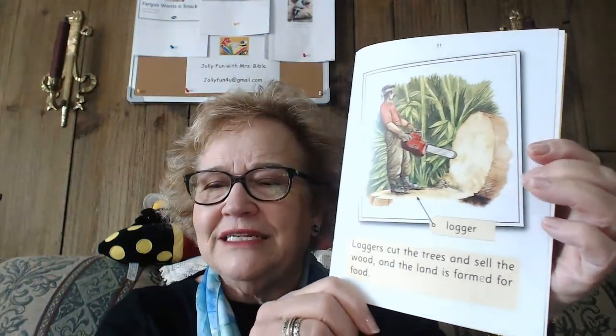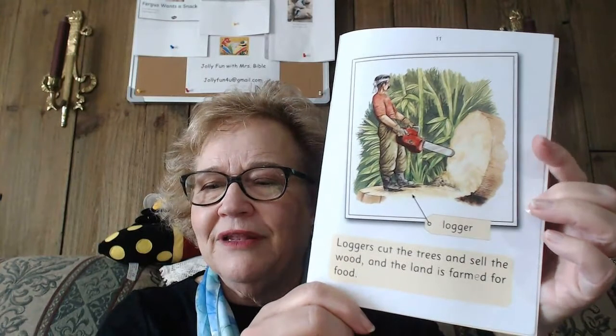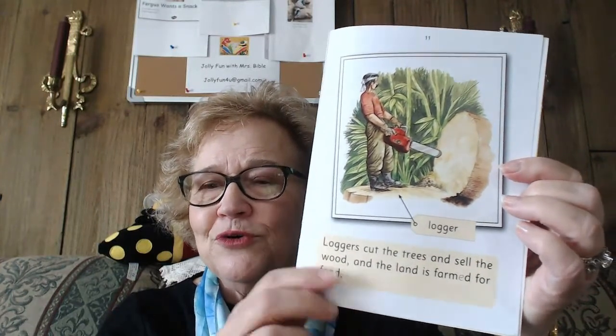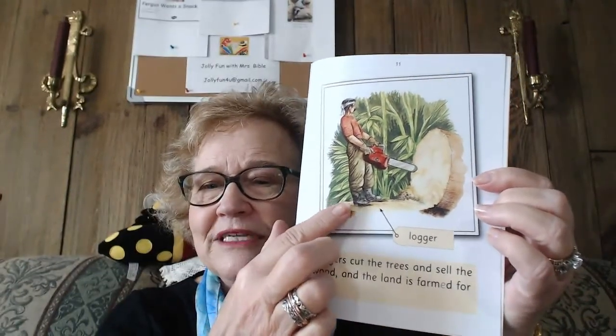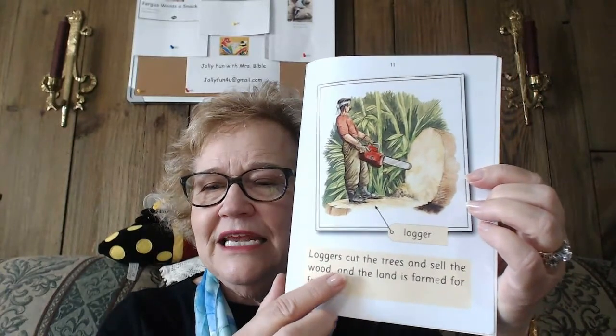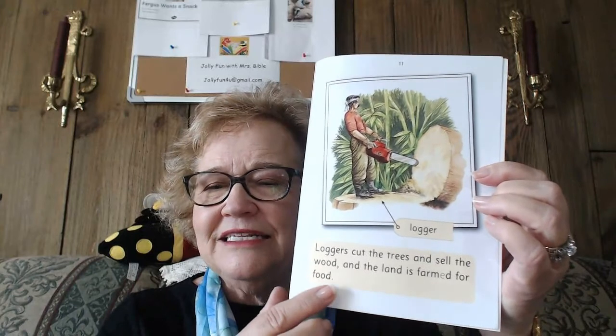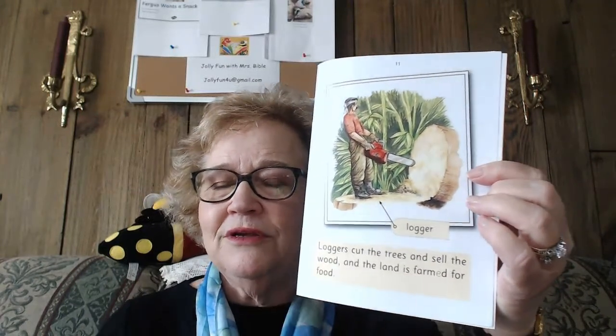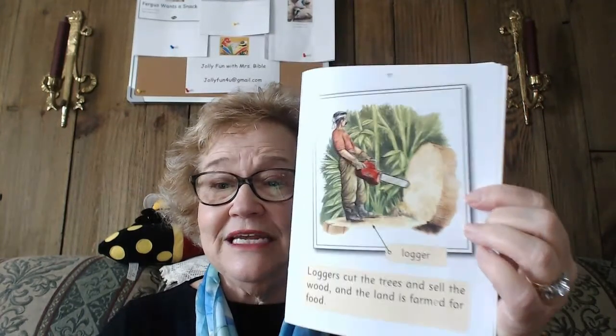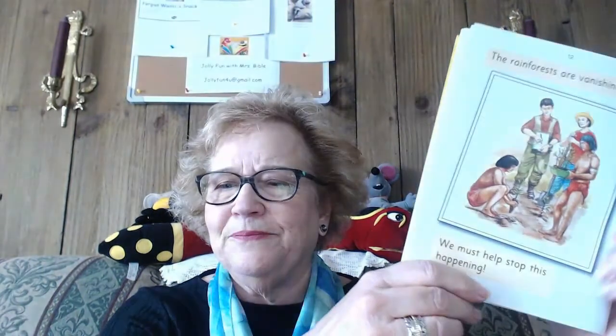Loggers cut the trees and sell the wood, and the land is farmed for food. So here's our logger person, and I see wood, and I see food. So that's interesting. I didn't realize people farmed the rainforest either. I'm learning all kinds of new things. I hope you are too.